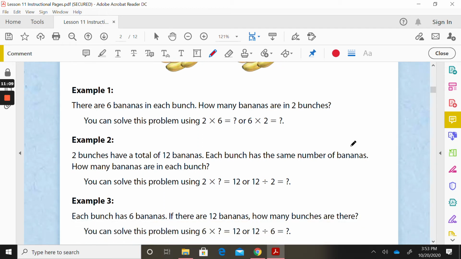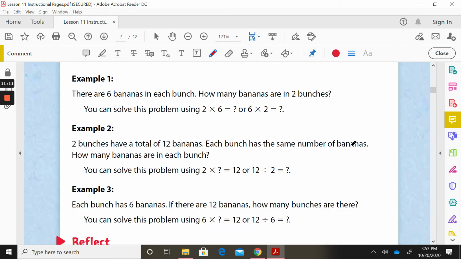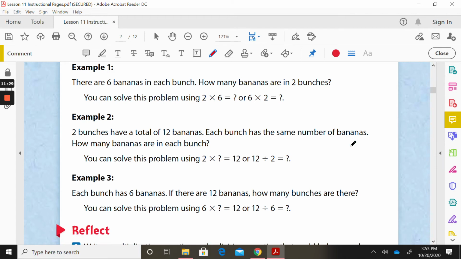Example 3. Each bunch has 6 bananas. If there are 12 bananas, how many bunches are there? You can solve this problem using 6 times the unknown equals 12, or 12 divided by 6 equals the unknown.